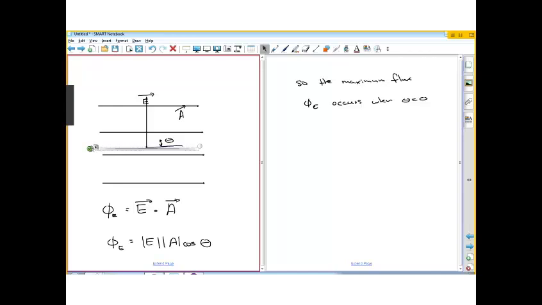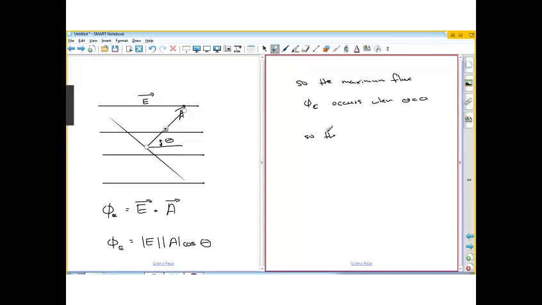And if it's aligned in any other direction, so that's my hoop, that's my area, which is perpendicular to the surface. This angle theta is between them, so then you have somewhere in between. So the minimum flux, which is 0, is when theta equals 90 degrees. Okay, so that's the idea of flux.